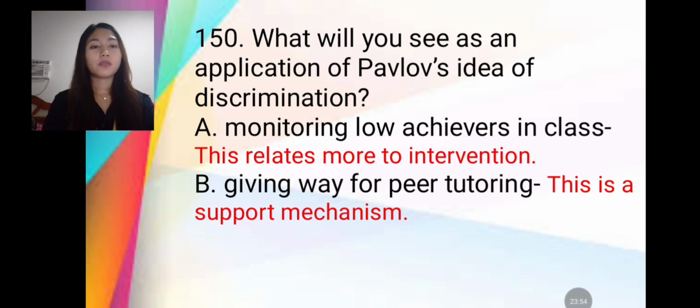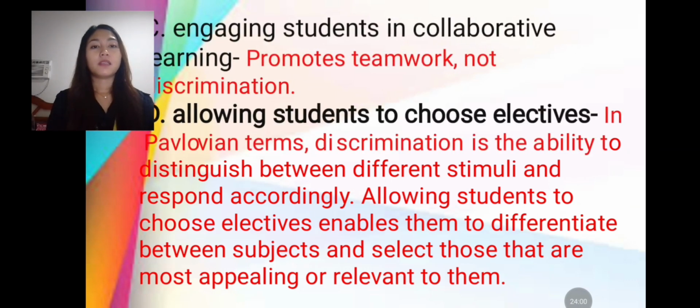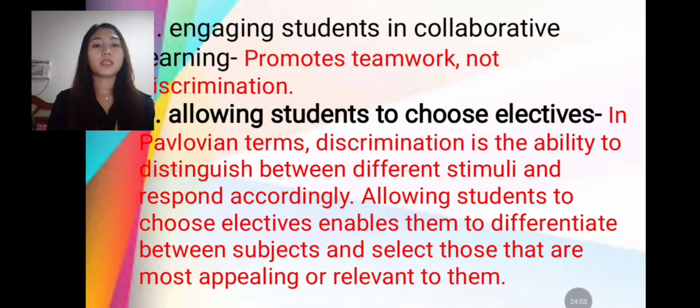Because letter A, this relates more to intervention. B, this is a support mechanism. C, promotes teamwork, not discrimination. So the answer is letter D. In Pavlovian terms, discrimination is the ability to distinguish between different stimuli and respond accordingly. Allowing students to choose electives enables them to differentiate between subjects and select those that are most appealing or relevant to them.